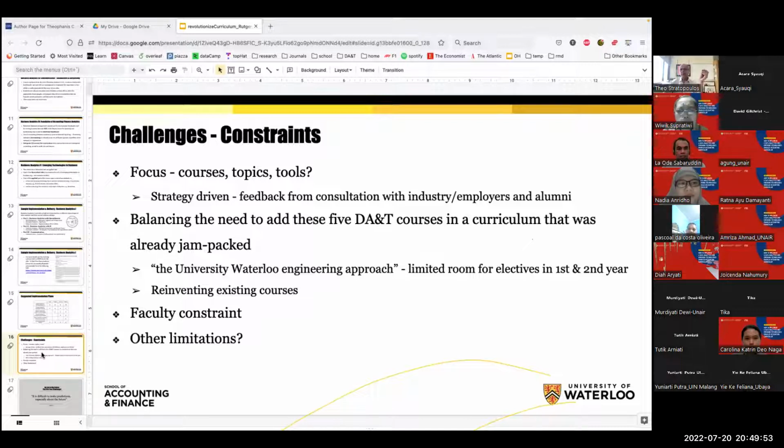The second constraint is, how do you add 5 new courses in a curriculum which is already jam-packed with courses?